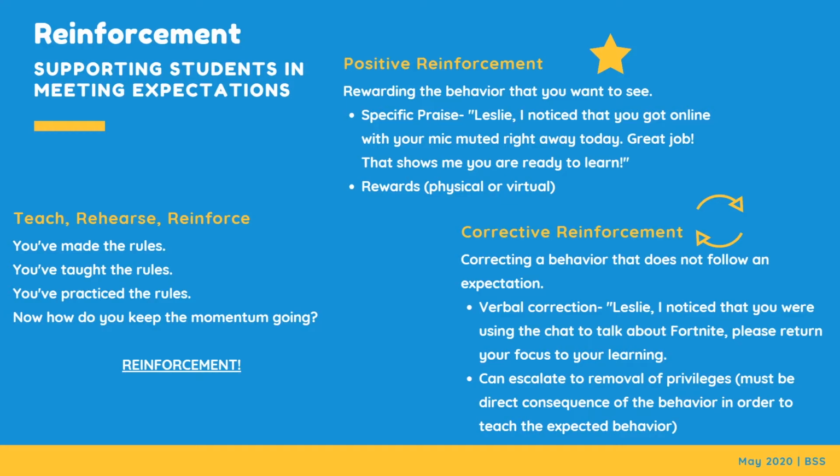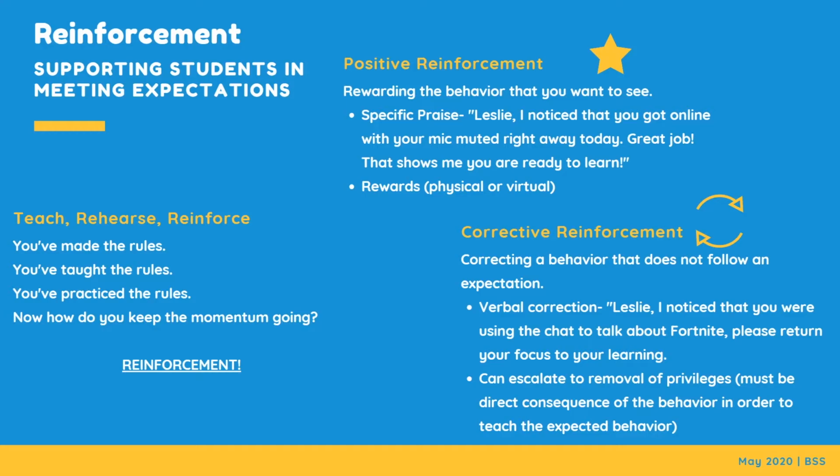Now, there's a few methods of doing this. The two that I'll talk about today are specific praise and rewards. With specific praise, you're going to be naming the person performing the task, what they are doing, and what it shows you about them as a person. So for example, Leslie, I noticed that you got online with your mic muted right away today. Great job. That shows me that you are ready to learn.